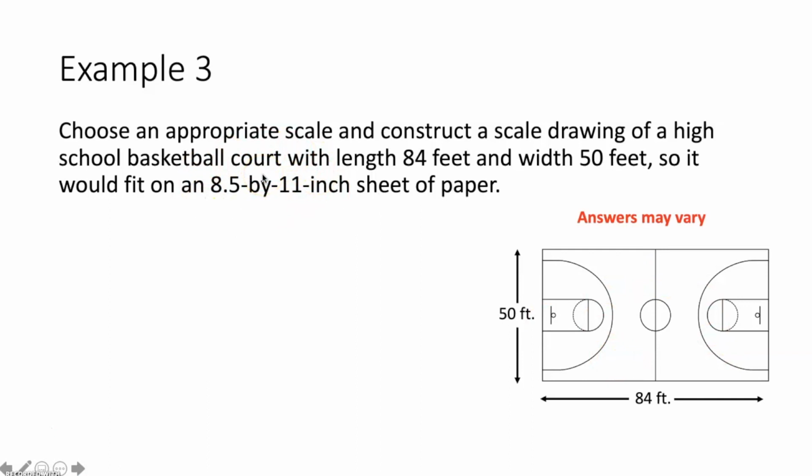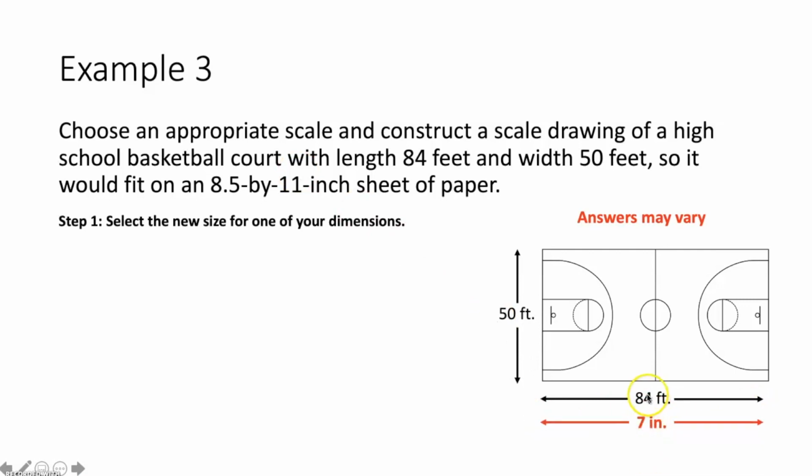So the first thing I'm going to do is choose a new size for one of my dimensions here. Which dimension do I want? It doesn't matter. I'm going to say the length. I want to choose the length to be a specific amount of inches that will fit on this sheet of paper. So I'm going to say the length of this basketball court is going to be 7 inches. Why? Because 7 goes into 84 nicely.